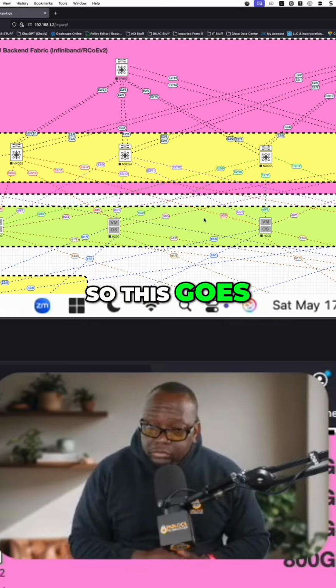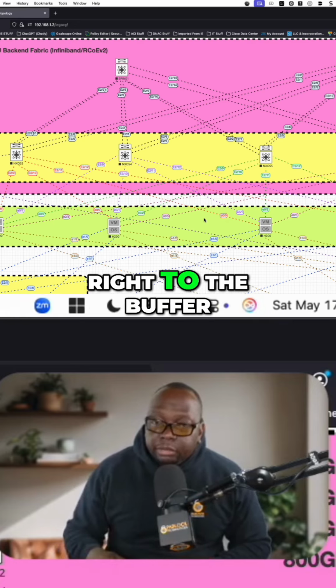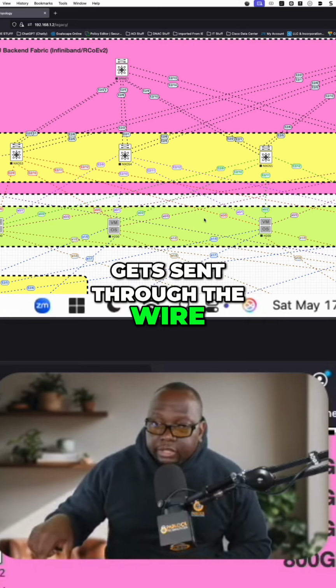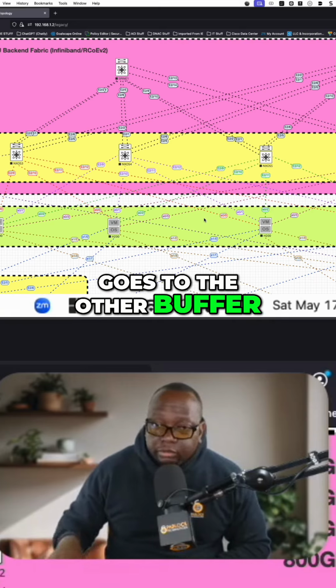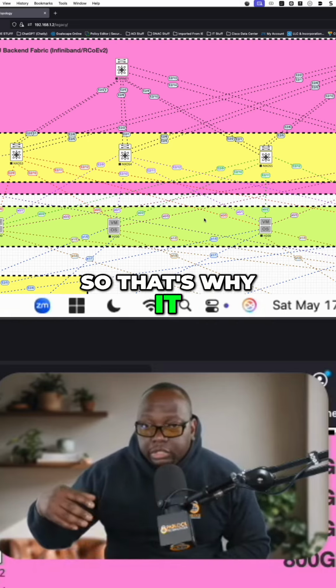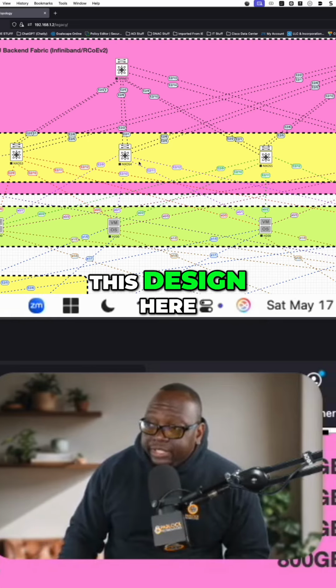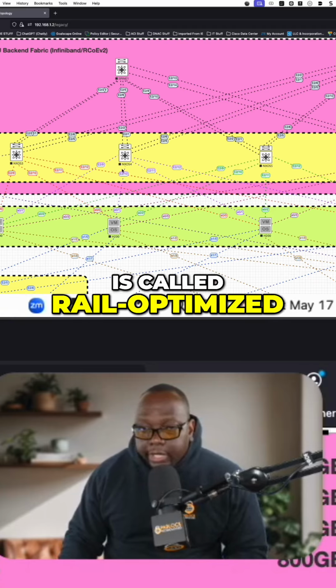So this goes completely around the operating system and the kernel, right to the buffer, gets sent through the wire, goes to the other buffer, right to the application. It does not go through the OS for that. So that's why the latency is super low, right? But this design here is called rail optimized.